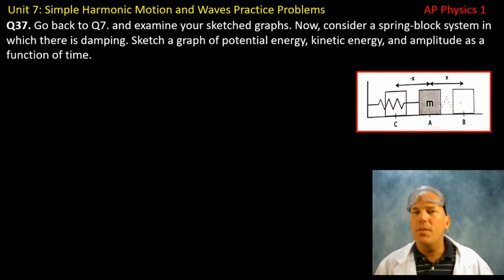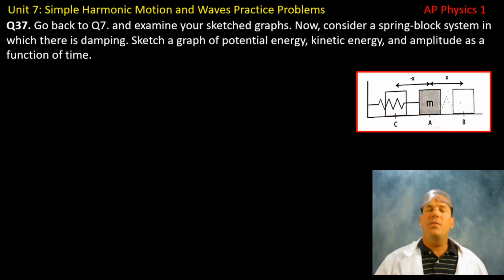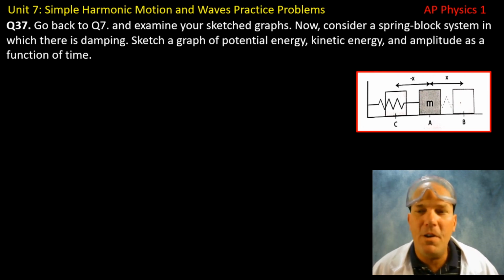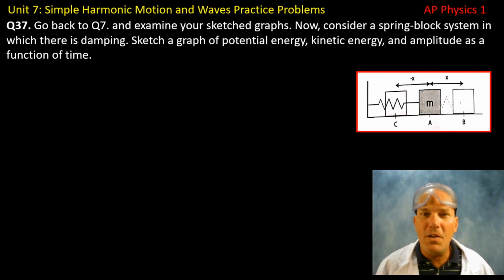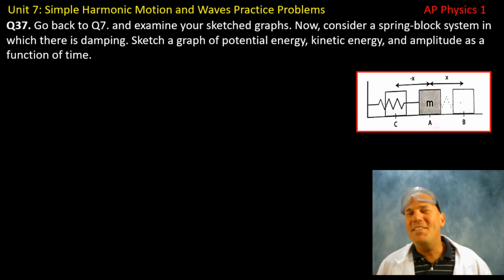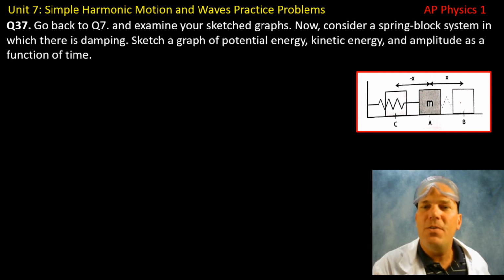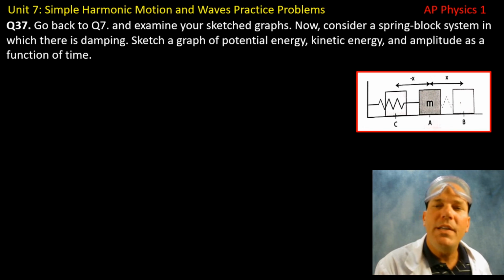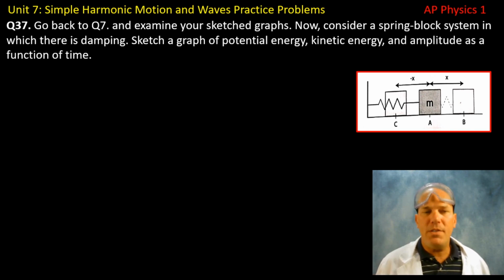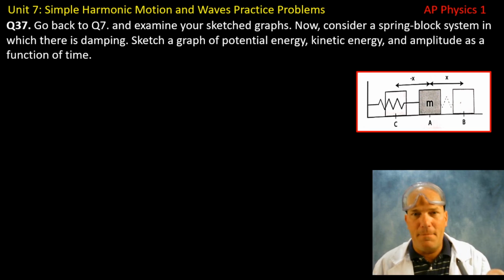In question 37, you are asked to go back to question 7, one of your favorite questions, I'm sure, possibly the longest question in the history. All right, A, B, C, D, E, F, G, kept going. And examine the sketched graphs that you drew, the sinusoidal graphs that you did earlier in this unit. And now we're going to consider a spring block system in which there is damping.